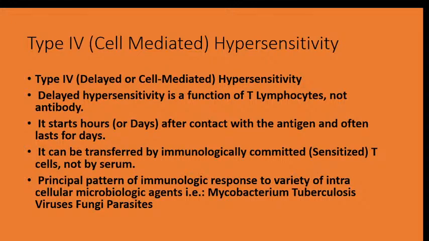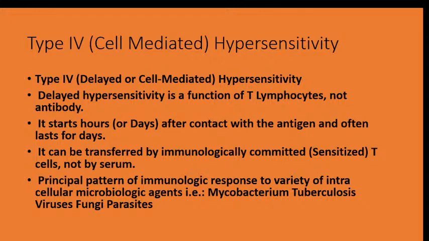Type 1 was very fast, type 2 was fast, type 3 may take 15 hours, but type 4 is delayed for almost 2 to 3 days, or 1, 2, 3 or 4 days, depending on the individual. So type 4 is delayed hypersensitivity or cell mediated hypersensitivity. No antibody is involved. It is also called delayed hypersensitivity because the symptoms will be manifested only after a few days.